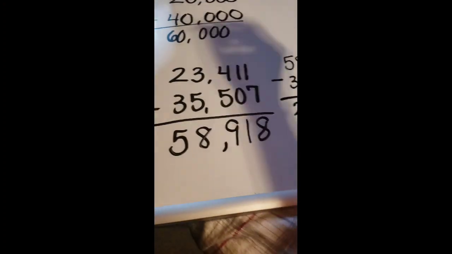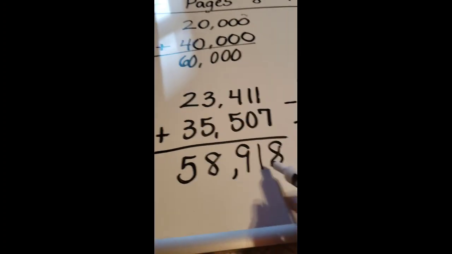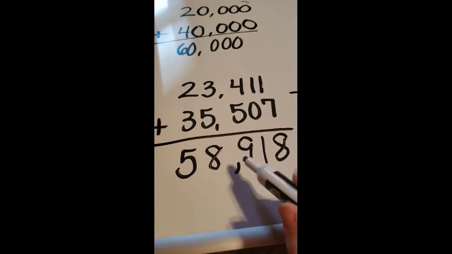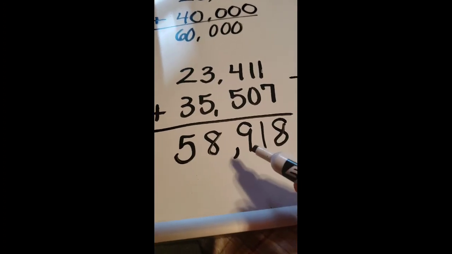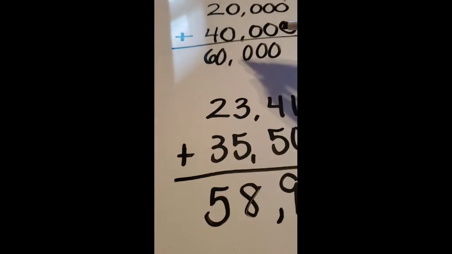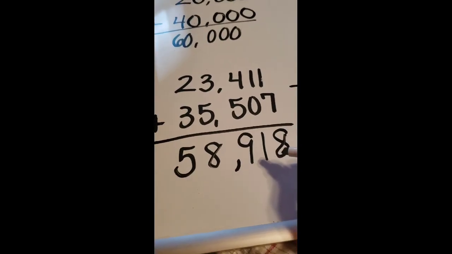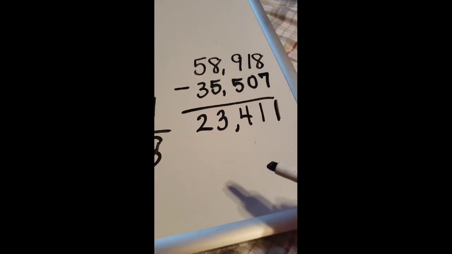So again, you use estimation to see what your answer should be close to. You double check your answer to make sure you didn't make any mistakes, because it is still possible to have a mistake in your addition, even though your answer looks reasonable because it's close to your estimate. You could still have a mistake. So you can check by adding again, and you can check by using the inverse operation.